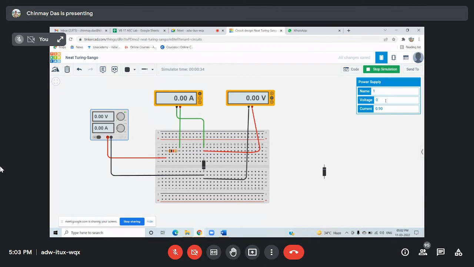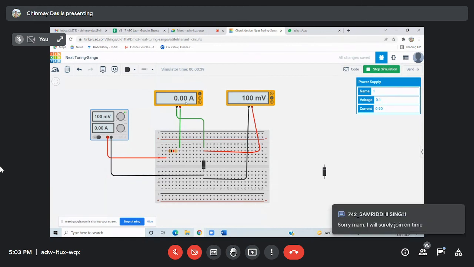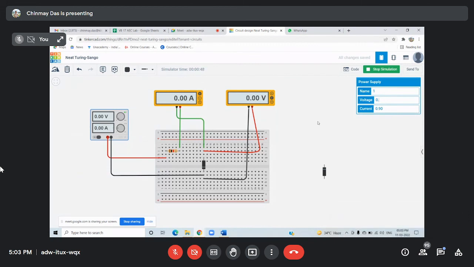So take 0, then 0.1, just type the voltage here as input voltage and note down this is the voltage across the diode and this is the current across it. 0.1, 0.2, whatever the values are there in the observation table, give that value as input and note the corresponding output voltage.